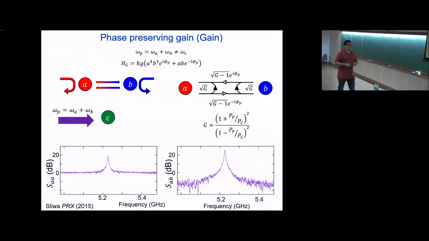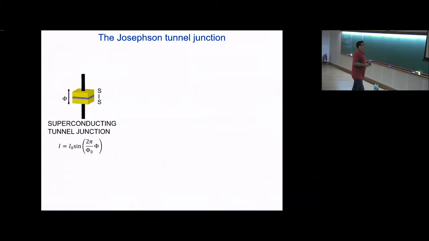This kind of thing we do every day in the laboratory. So now, this being a superconducting version of this tutorial, we have to discuss the source of this nonlinear coupling. The ultimate source of nonlinearity in all superconducting circuits is this thing called the superconducting Josephson tunnel junction.